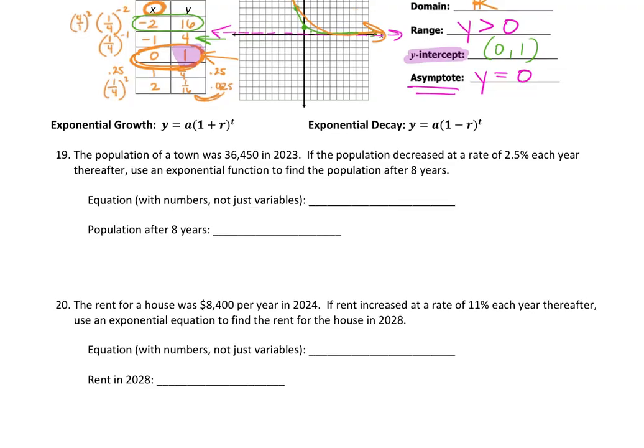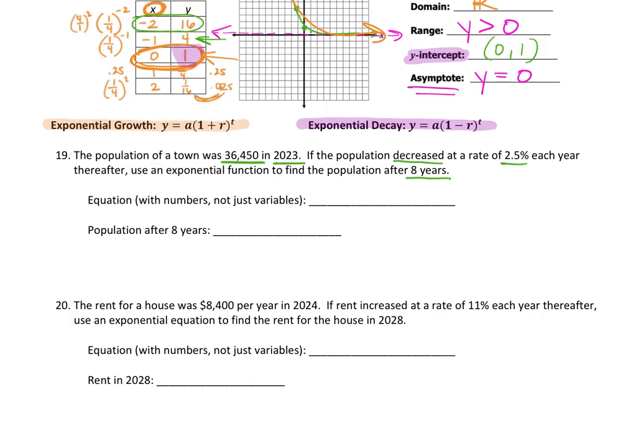Okay, then it's exponential growth and decay with word problems. Let's take a look at what they're saying here. It says the population of a town was 36,450 in 2023. If it decreased at a rate of 2.5% each year, use an exponential function to find the population after 8 years. Okay, so on the final, I give you this, and then these two problems.